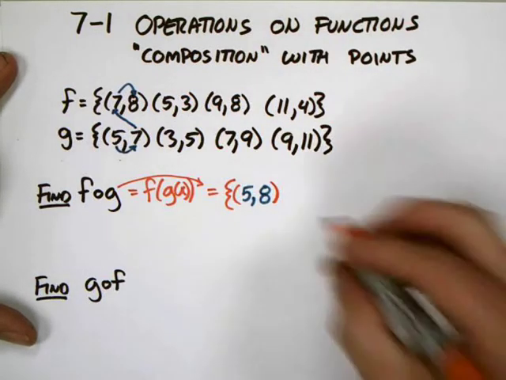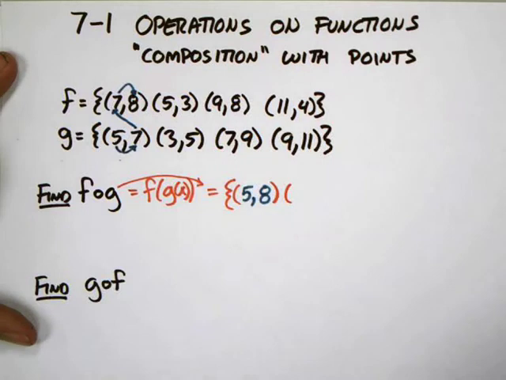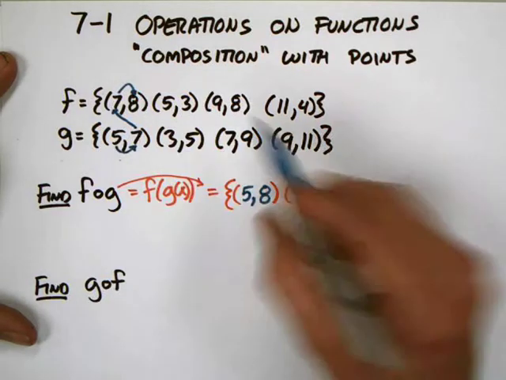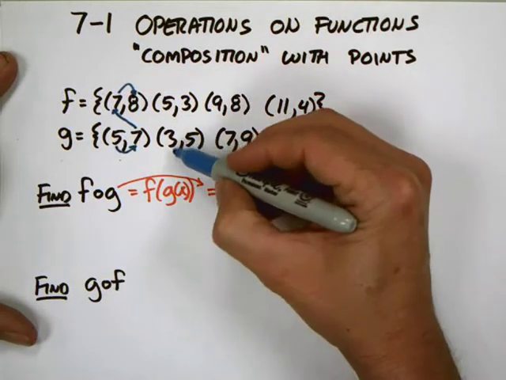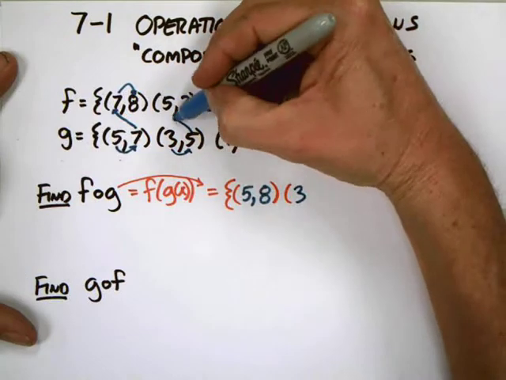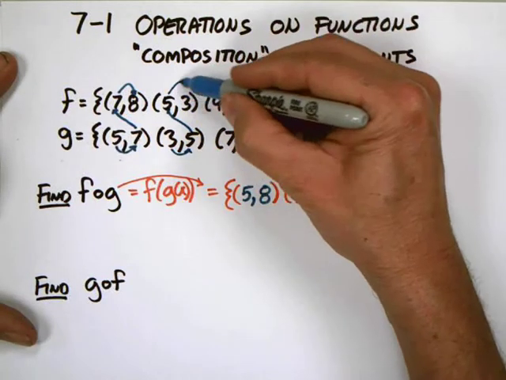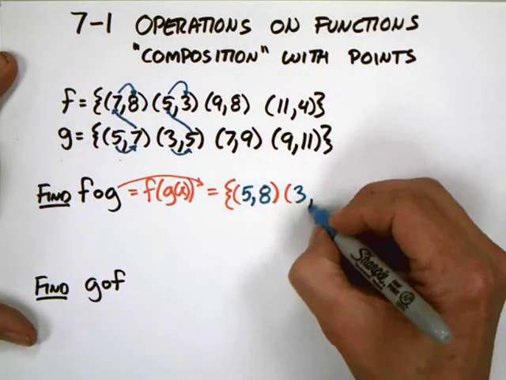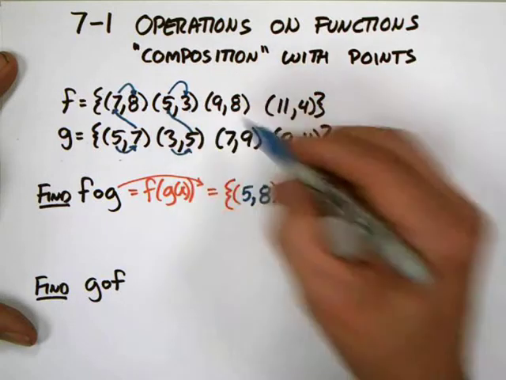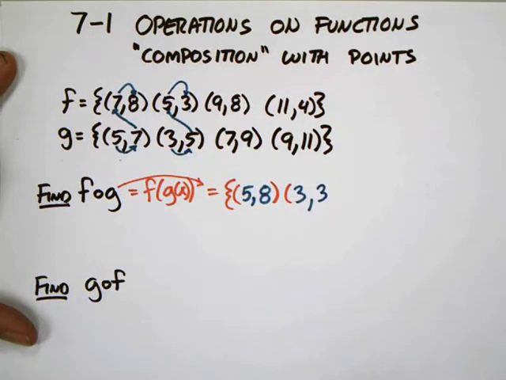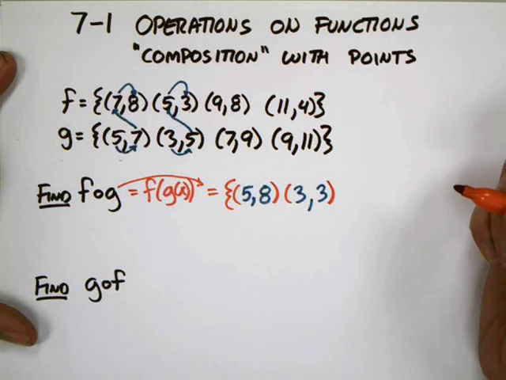And then I go over to the next function. So what's the next point I can start with? What's the next domain value? I can start with a 3. If I start with a 3, it turns into a 5. The 5 goes up top and turns into a 3. So that 3 is going to start as a 3, go to a 5, and then turn back into a 3. So as my composition, it's going to end up with 3.